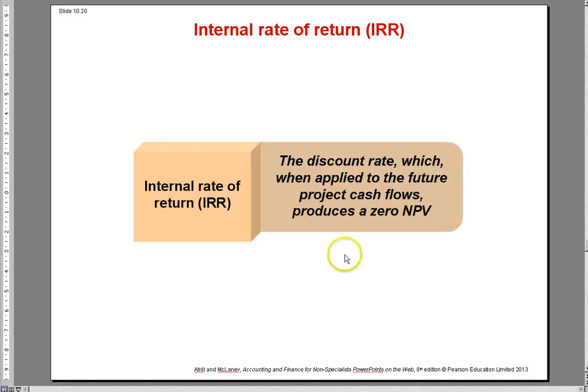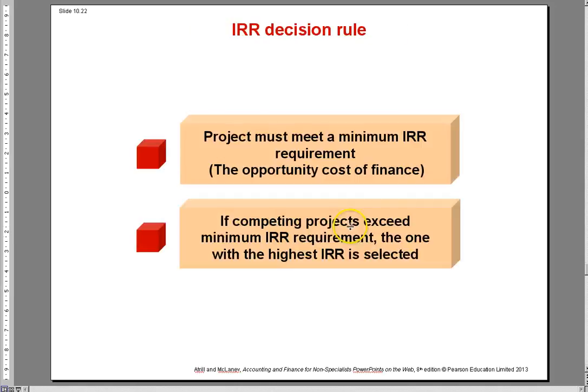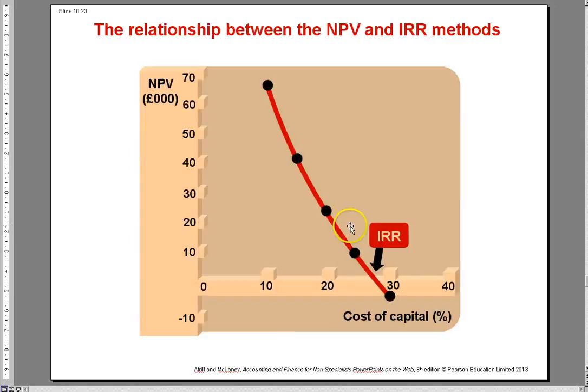So it's just going back to this. We decreased the interest rate until the net present value became zero, which was at about 9.5%. So that's the relationship between the two.